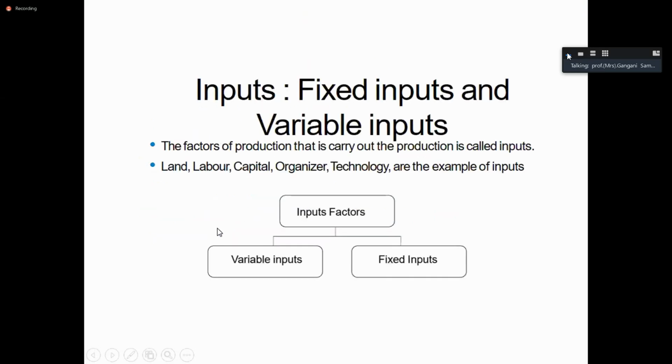Okay. So now, before going to these graphs, we will see the main inputs.